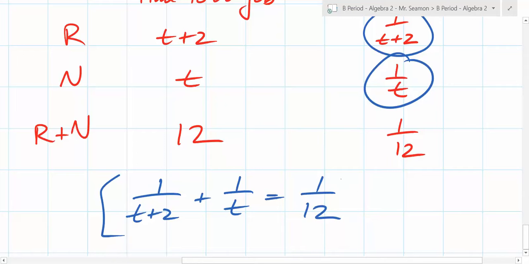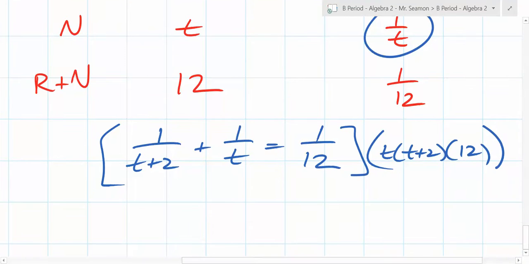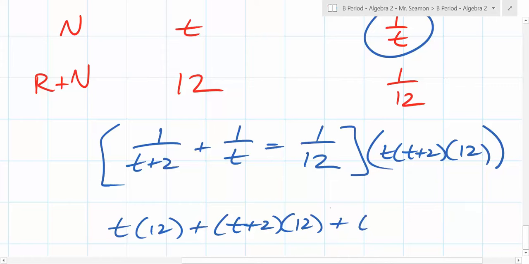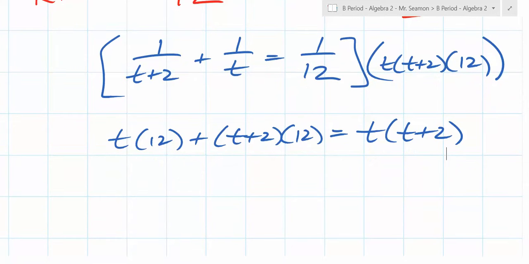And is that an equation we can definitely solve? Yeah, what should we multiply by? T plus 2. Yeah, so what do we end up with? We end up with T times 12 plus T plus 2 times 12 equals, need an equal sign in there, equals what? T times what? T plus 2, because the 12 goes away. Is that a quadratic? Sure. Is it in standard form? No. So you have to distribute.